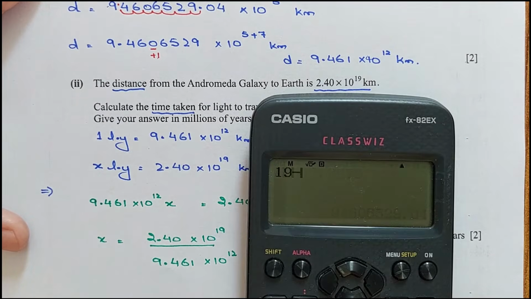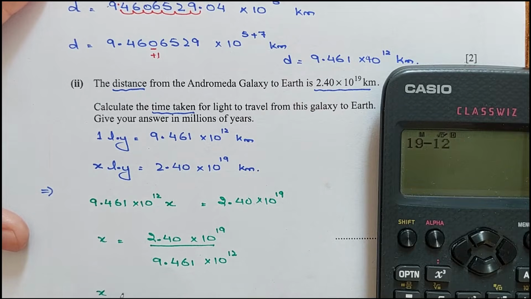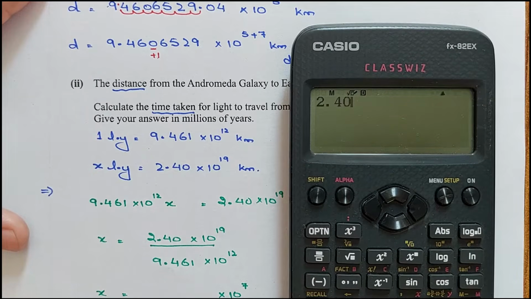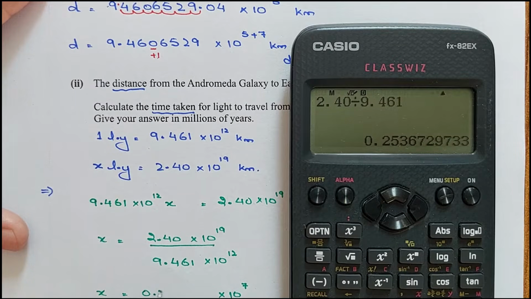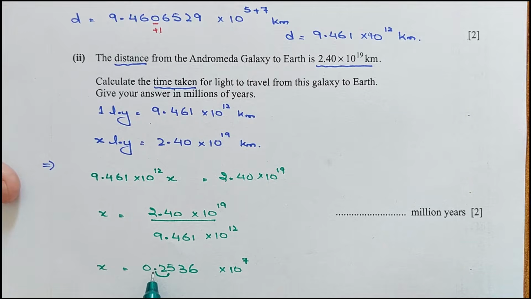So first we have to do 19 minus 12, that is going to be 7. So x is equal to 10 to the power 7 times 2.40 divided by 9.461, which is 0.2536. Moving the decimal point, we move 1 unit to the right, so we have to subtract 1. When we are moving to the right, we are subtracting 1. So x is equal to 2.536 times 10 to the power 6.